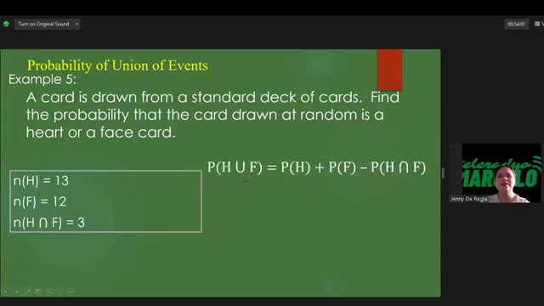So the probability of H union F is equal to the probability of H plus probability of F minus their intersection, since this is an example of not mutually exclusive events. So we have 13 over 52 plus, for the face card, 12 over 52 minus their intersection, 3 over 52. So we have 22 over 52 is equal to 11 over 26.